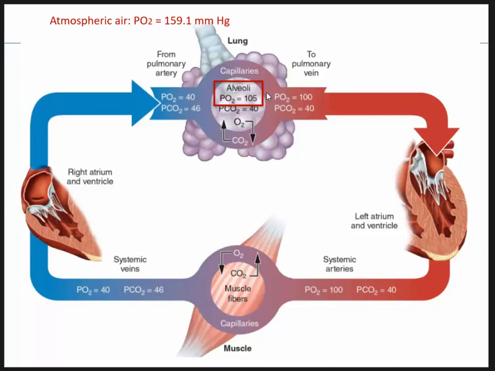And then we see it changes now, PO2 of 100. So now this travels back to the left atrium and into the ventricle, which will then be passed back to the body. And so that's what we see here. So in the systemic arteries, so the periphery, partial pressure of oxygen is 100.